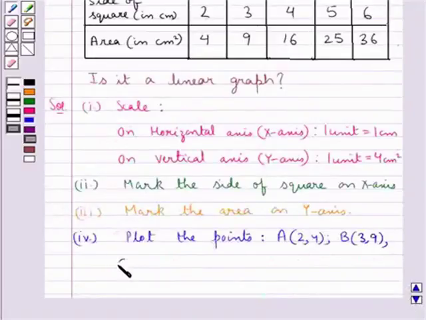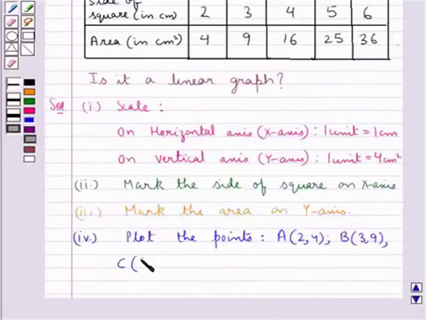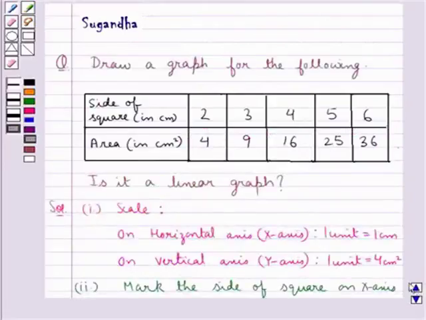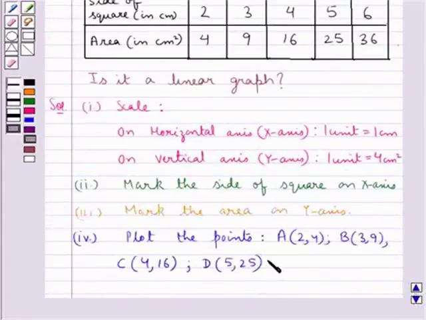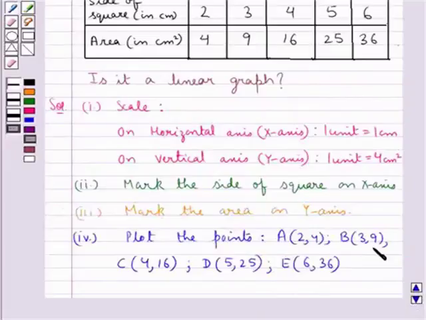And then let it be C with coordinates 4, 16. 4 is the side of the square and 16 is the area of the square. Let the next point be D with coordinates 5, 25, where 5 is the side of the square and 25 is the area of the square. And then we have the point E with coordinates 6, 36, where 6 is the side of the square and 36 is the area of the square. Now we will plot these points one by one.